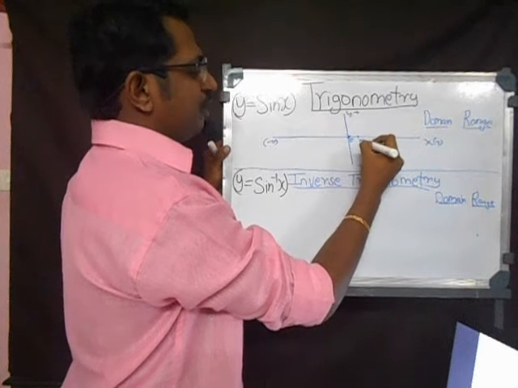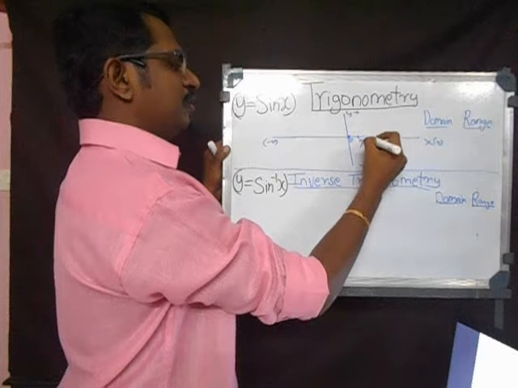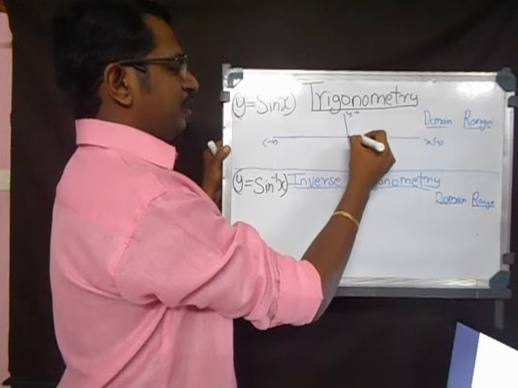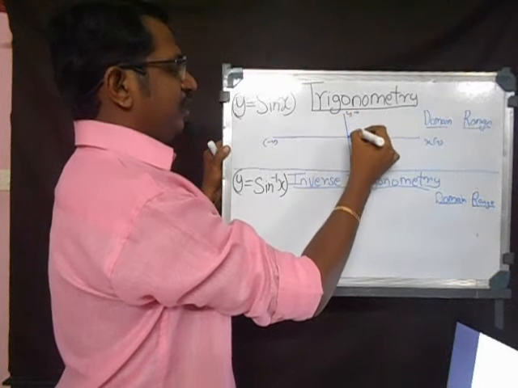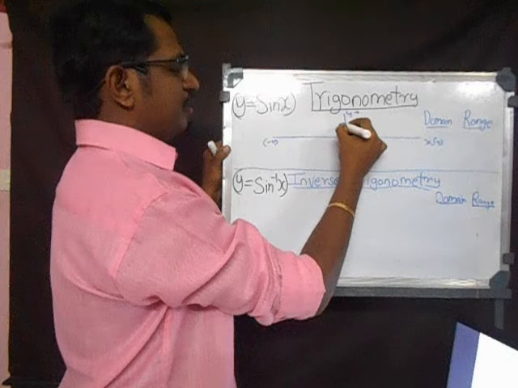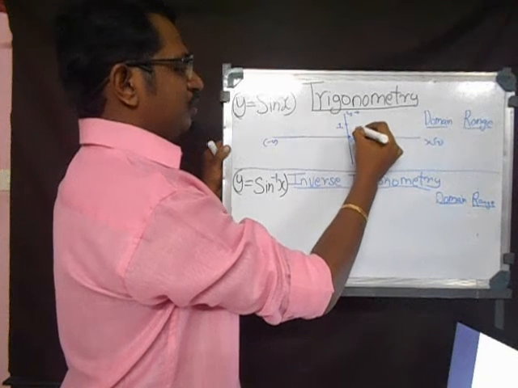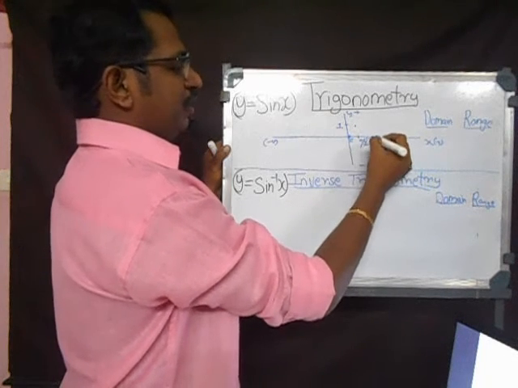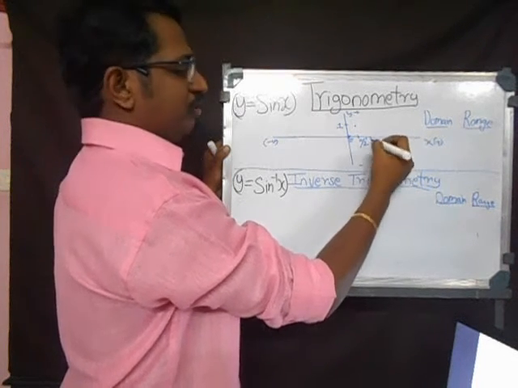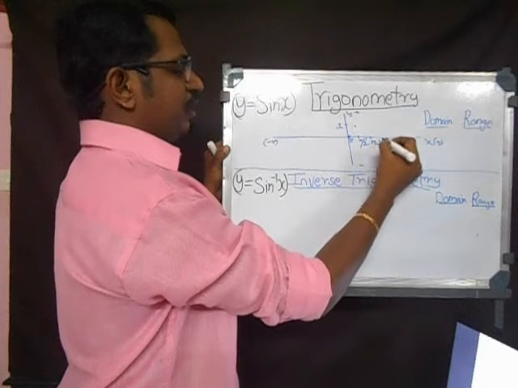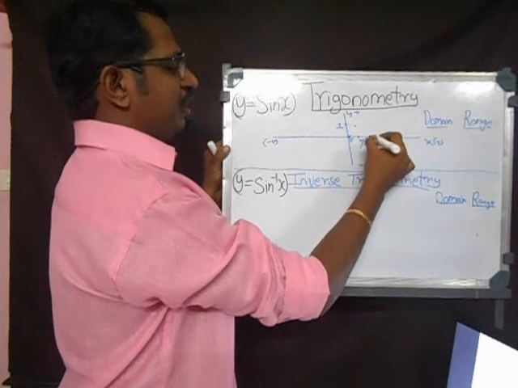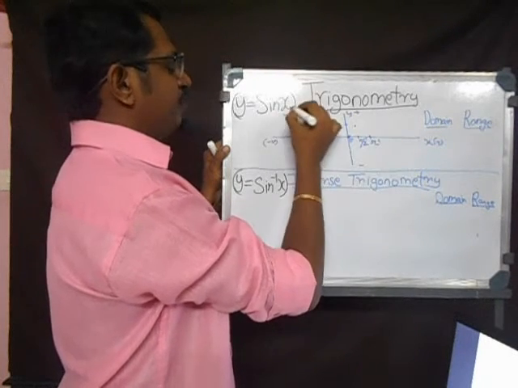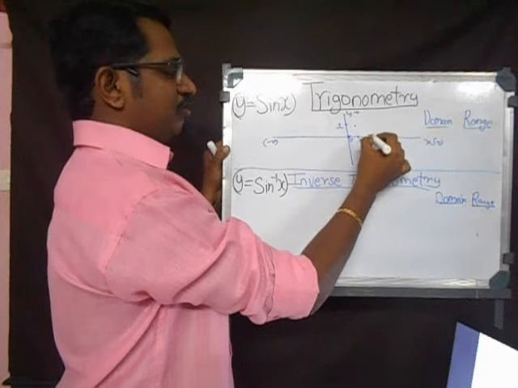Then we go for pi by 2 radians. Here at pi by 2, that is sin 90, you get the highest value, 1. So it will reach here. Then go for the next pi by 2, that is pi radians. Sin pi will be 0 again, so it will come here.